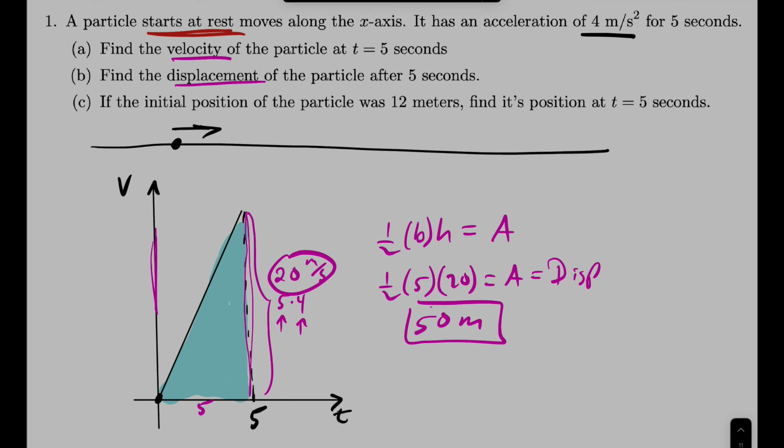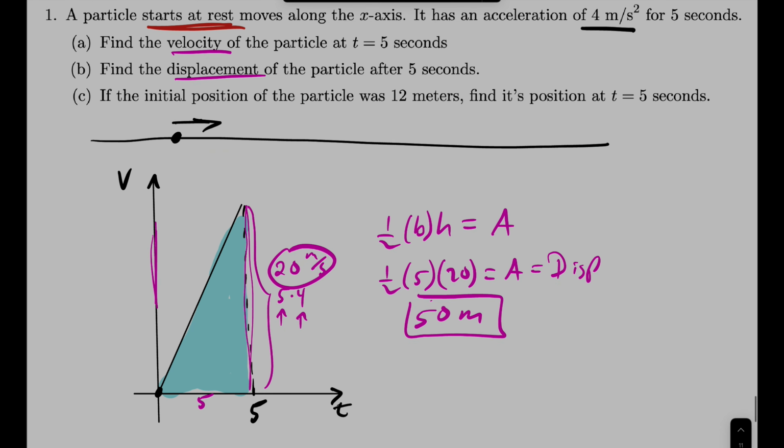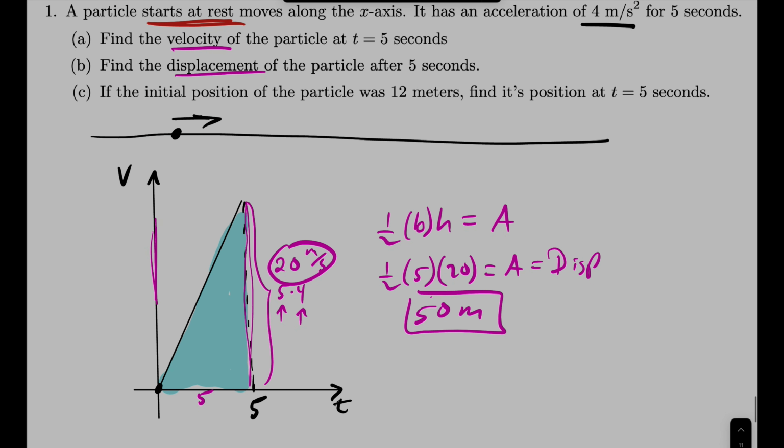Question number 2, or part B, is down. Now, if we assume that the initial position was 12 meters, we want to find out what its position is. Now, that's a different question than its displacement. Its displacement is just how far did it move, and we know it moved 50 meters.